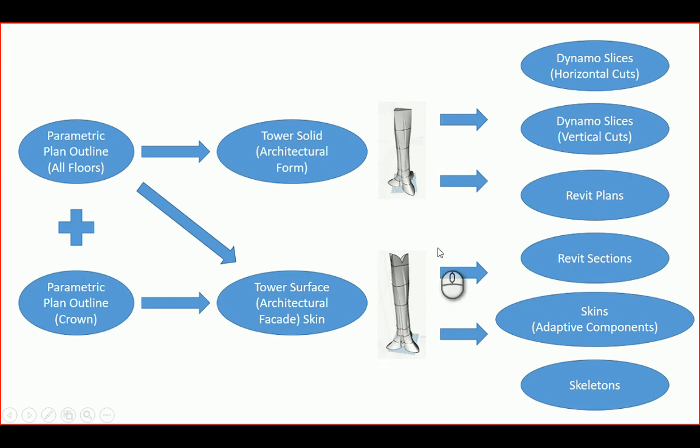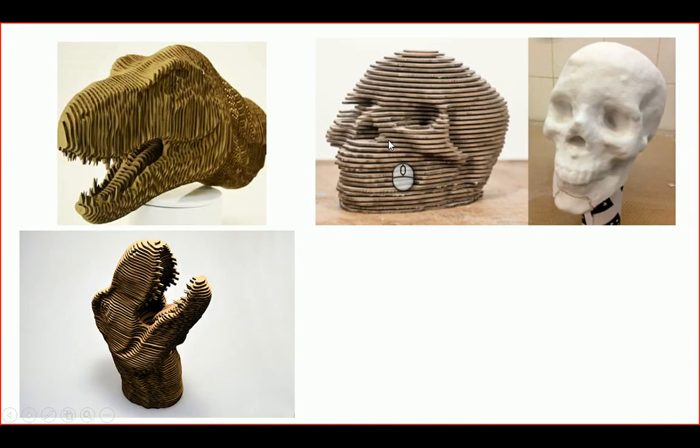All those together, we can get, for example, Dynamo slices in both cases, horizontal and vertical cuts, and I will show you this one specifically in this video. You can get Revit plans, and we can get Revit sections later on. We can go for adaptive components or making a skeleton or whatever other possibilities we have. But specifically in this video, I'm going to talk about making a horizontal slice and slicing the geometry to make slabs, like a layer cake model. That's the first thing that comes to my mind.